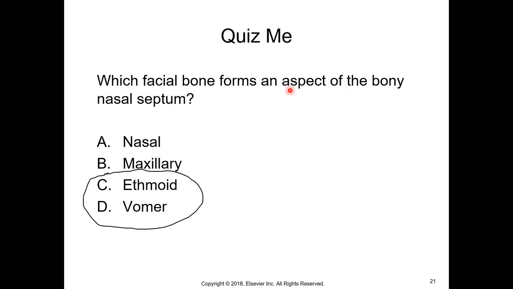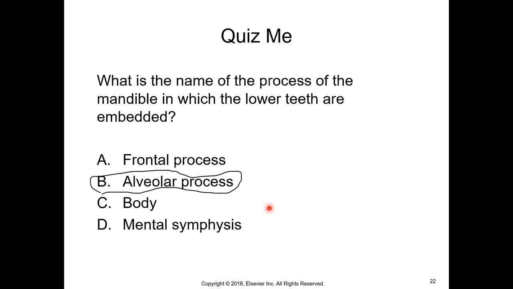So a couple quiz me's. Now this is up on your original PowerPoint, so it's no secret. These are up and out, but there are some questions that you should know. So which bones form an aspect of the bony nasal septum? Well, actually two of them do. So that's why I circled the ethmoid and the vomer, because those two bones are making up aspects of the nasal septum.